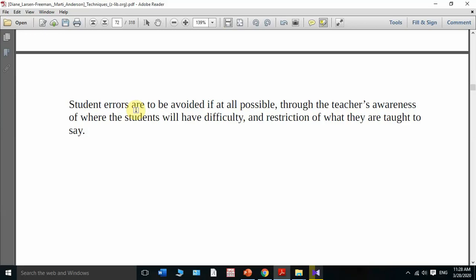But later on in the next chapters we will study that newer methods actually had different ideas. So students' errors are to be avoided. Okay, we don't want them.